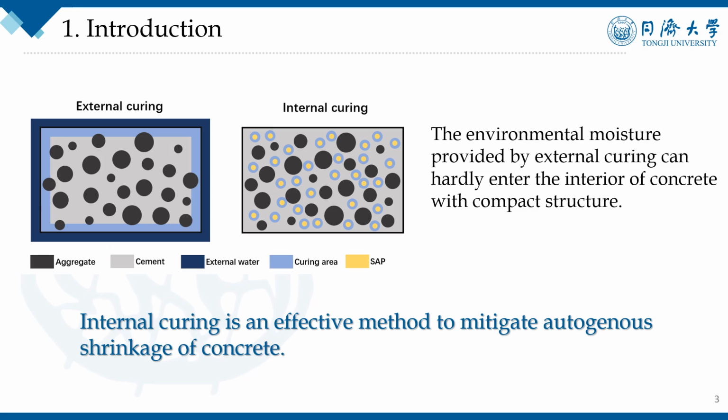We all know that if we want to get a high performance concrete, the water to cement ratio must be low to ensure a compact structure. However, due to too little water, autogenous shrinkage occurs, so curing is necessary to compensate water. However, the environmental moisture provided by external curing can hardly enter the concrete with compact structure. So, internal curing is a novel method to mitigate the shrinkage of concrete.